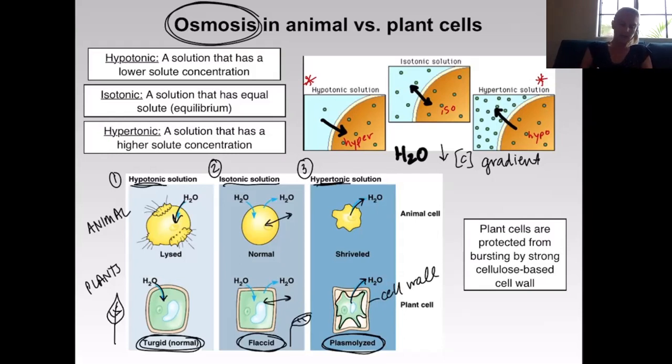If we go back to this hypotonic solution, the reason that it's not bursting like an animal cell is because of that cell wall. So the cell wall prevents the cell from getting too big and bursting, because that cell wall is nice and rigid because of that cellulose.